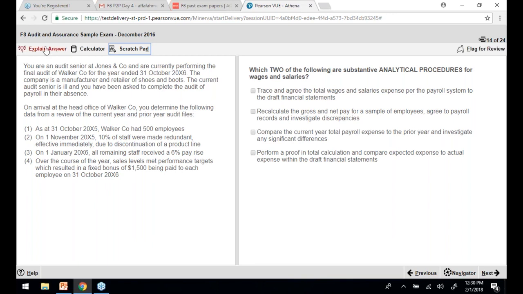Explain answer will not be there because this is your actual answer. So obviously your actual exam will not have explain answer. You'll have to explain the answer yourself.